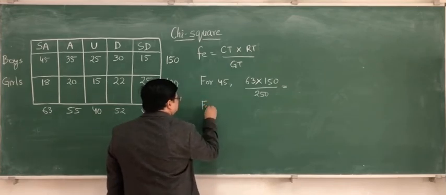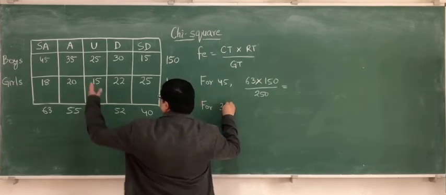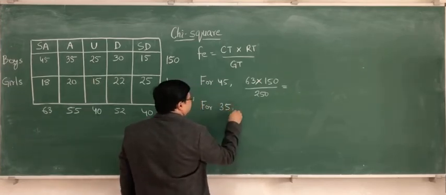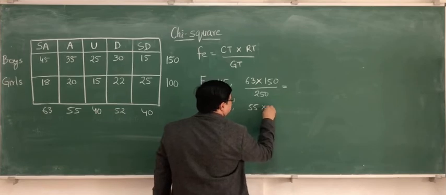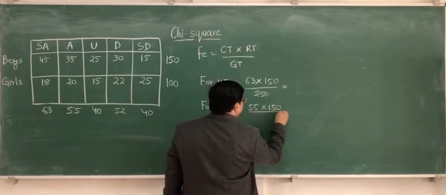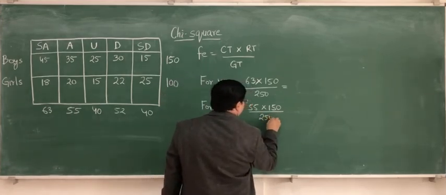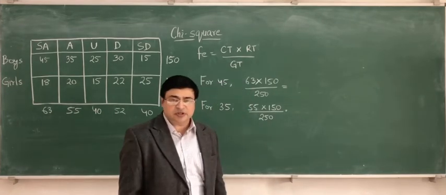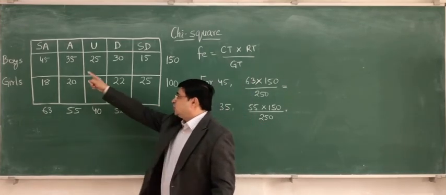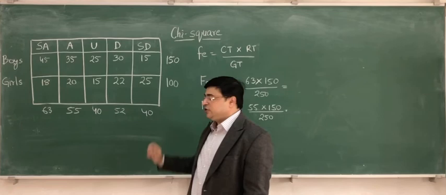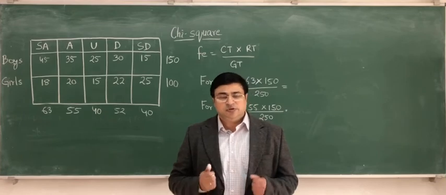Similarly, for the next cell, that is 35, it is 55 into 150 upon total 250. So similarly, we are going to do it for all the 10 cells. So all these 5 for the boys and 5 for the girls, we are going to find the expected frequency. So I am going to do it for you now.